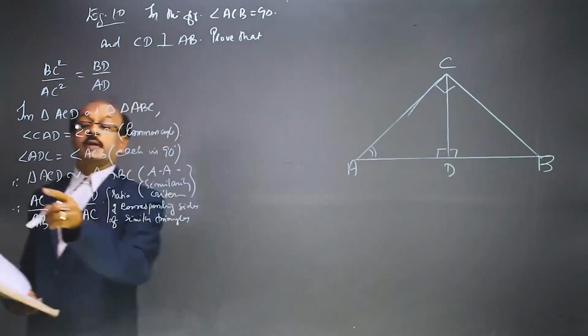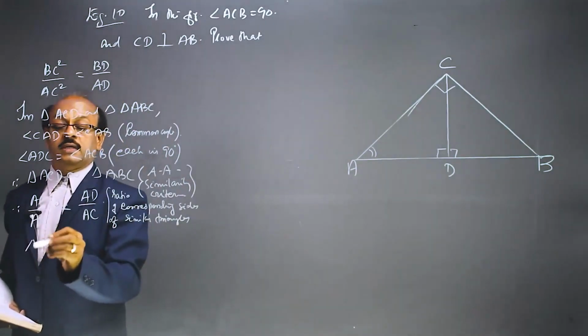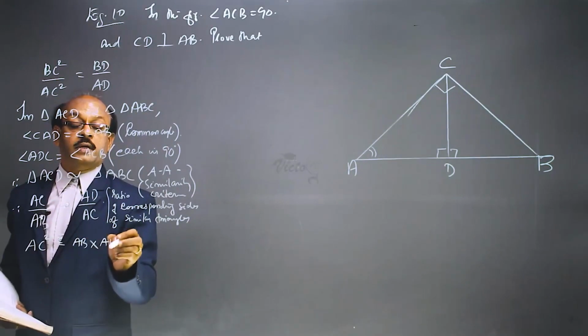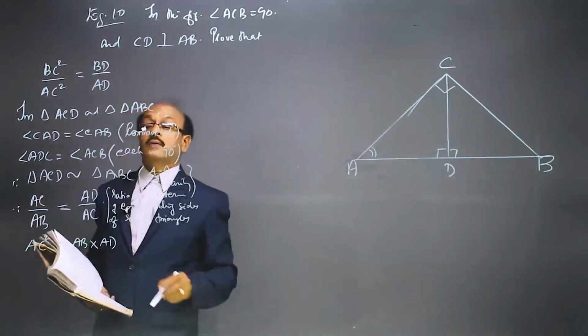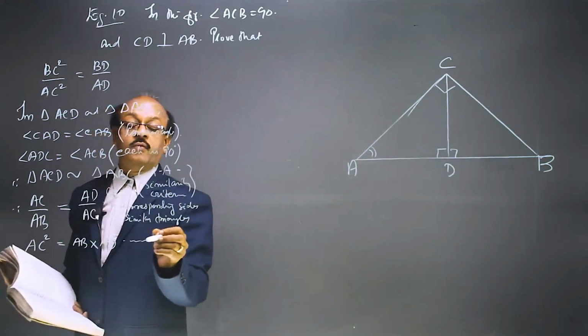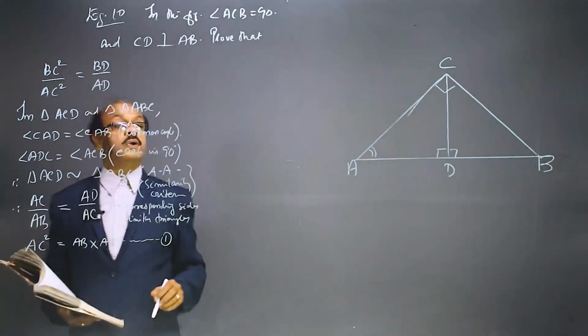Now we can cross multiply. AC into AC, AC square, is equal to AB into AD. We are cross multiplying this result, and taking this as equation number 1.